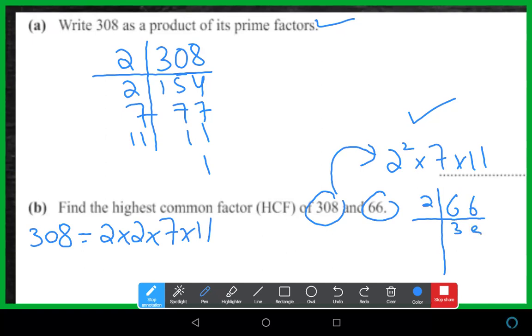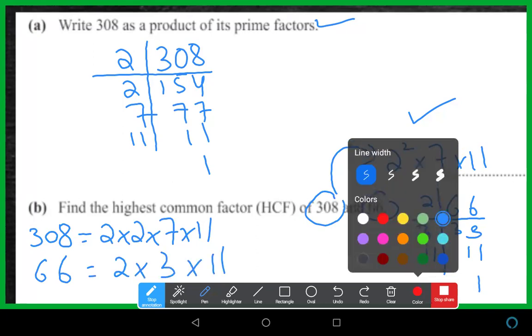233. 3 11s are 33 and 11 ones are 11. So 66 is 2 multiplied by 3 multiplied by 11. So how can we find the common factor?